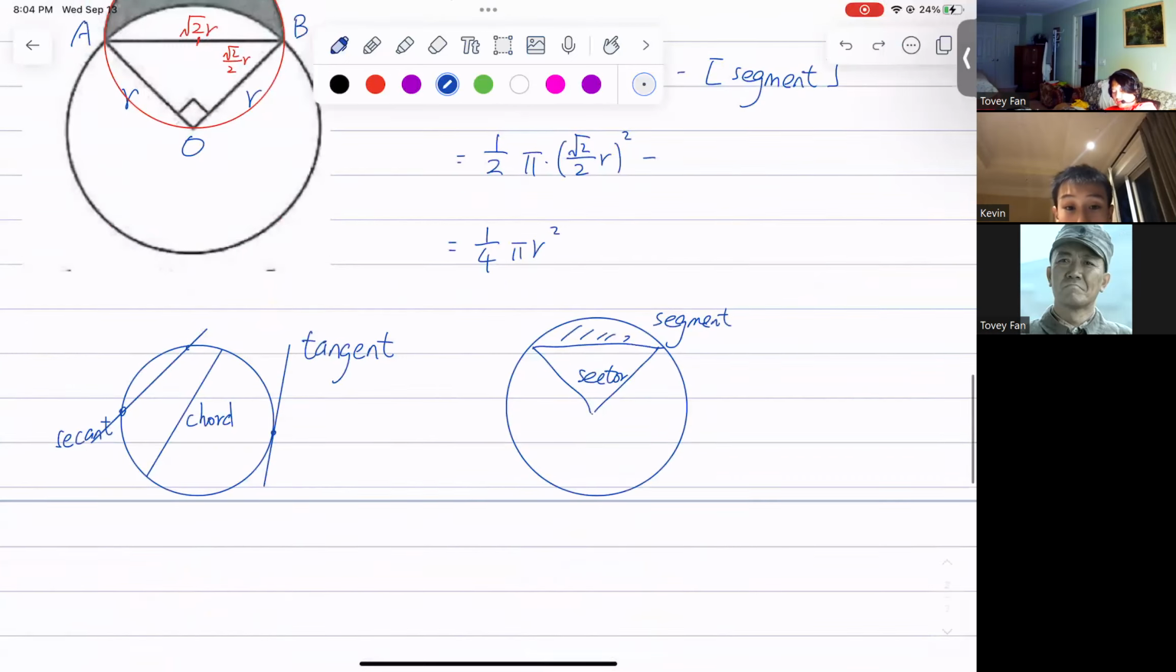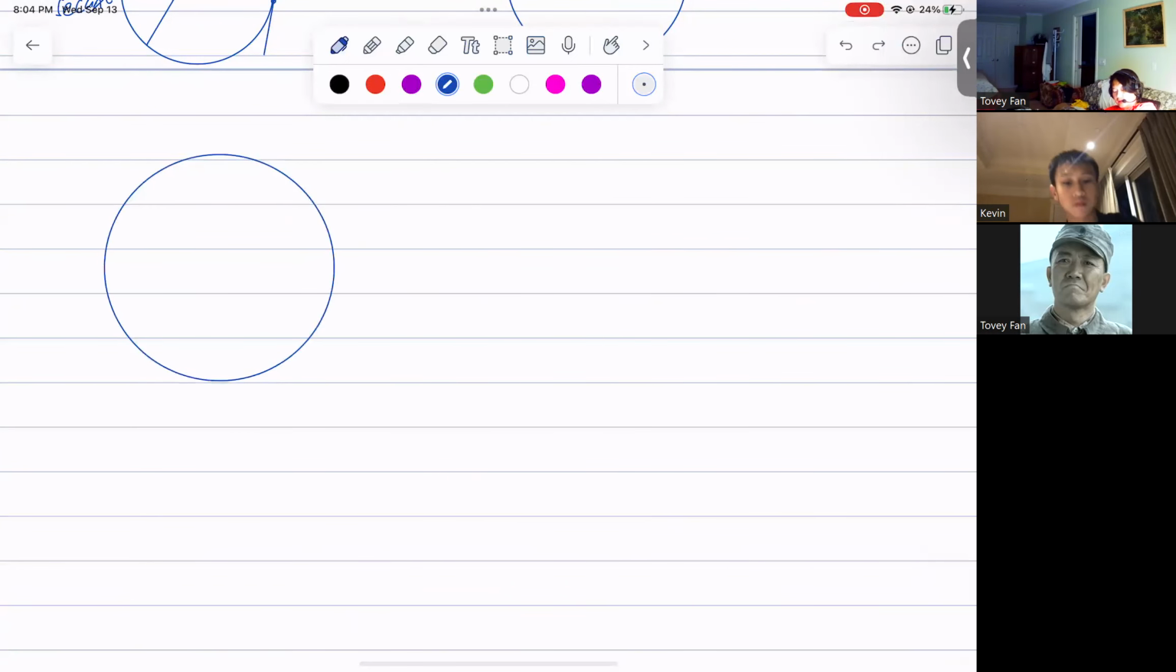Maybe forget about this diagram. Just look at this. What we had was a right triangle, R and R, right? Like this. This is root 2 R, right? We're going to find this area, correct? Yeah. Okay, how?